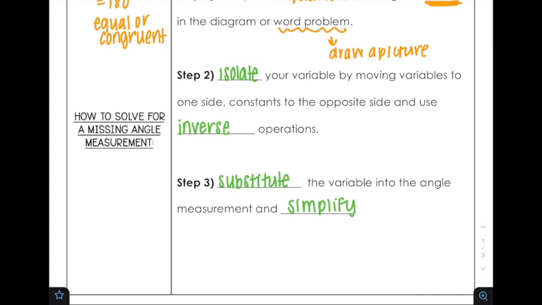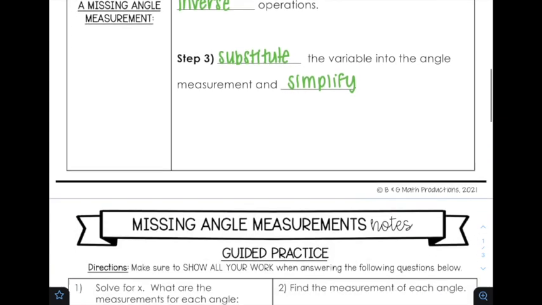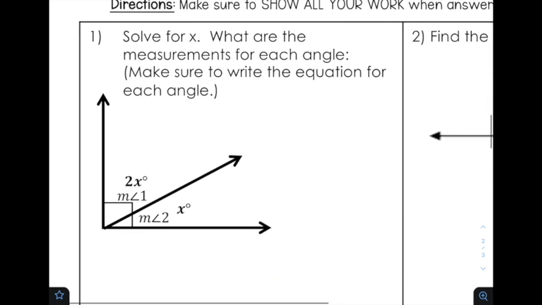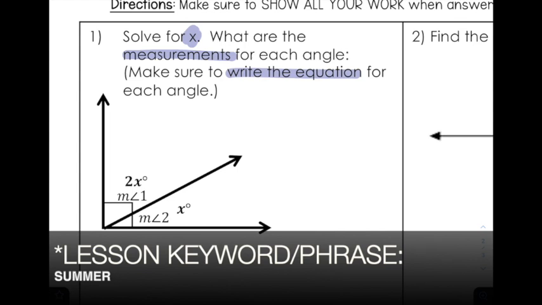Again, this is if your variable is not the actual angle measurement and you have to substitute it into an expression. Let's try some guided practice. All right, so the first one, you're going to solve for x. You need to find the measurements for each angle, and you have to write the equation.